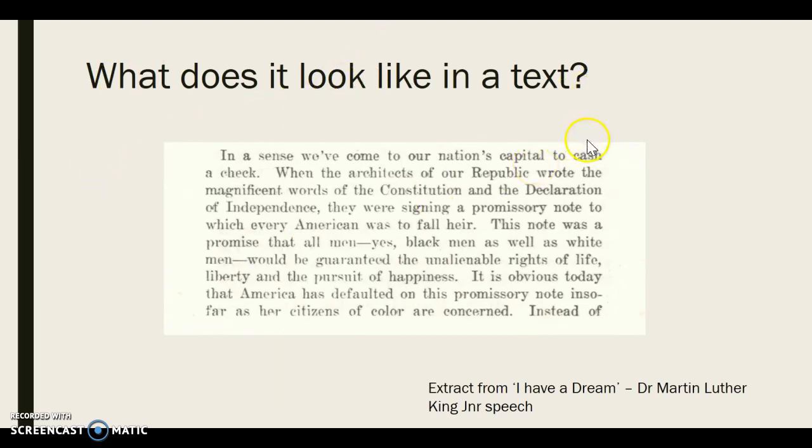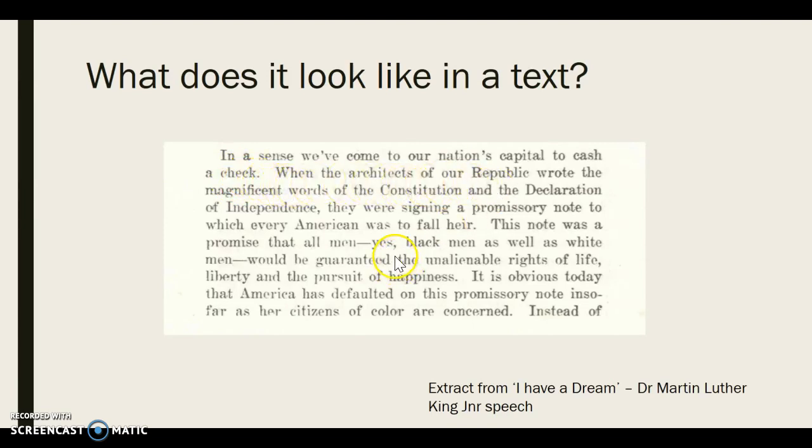But what are the lexical chains? So let's have a look here. In this first line, in a sense we've come to our nation's capital to cash a cheque. So just here at the end, capital is the capital city, but it also has a connotation of a monetary word there as well. We have cash a cheque. So cash is a monetary word, cheque is a monetary word. Obviously that's the American spelling, not the Australian spelling, but it's the same thing.